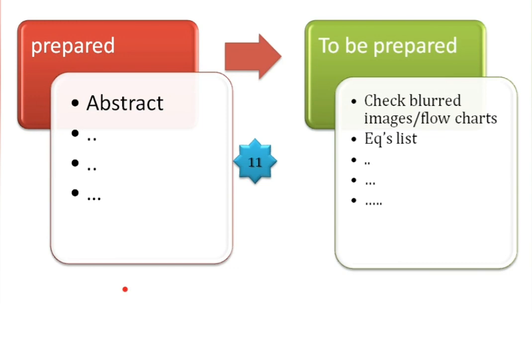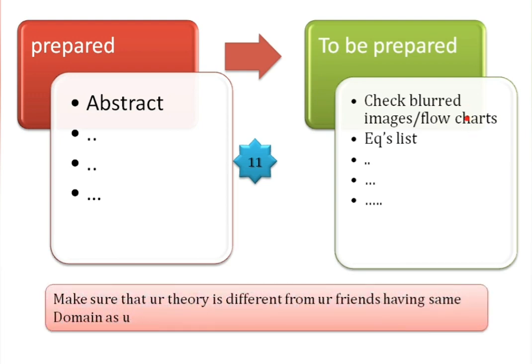These are the works you need to do to prepare a documentation. Next, write down two columns like this: prepared and to be prepared. In the first column, write down all the works you have done to complete your project documentation. In the second column, write down all the works you have to do, like equations, block diagrams or tables to be modified, and so on. Next, last but not least, make sure that your theory is different from your friends having the same domain as you. Consider your batch has MATLAB as domain and your friend's batch also has MATLAB as domain. You both are going to keep the same introduction for MATLAB. So try to change the introduction.